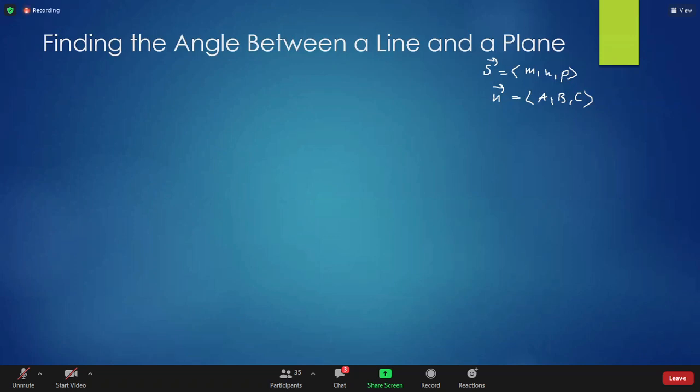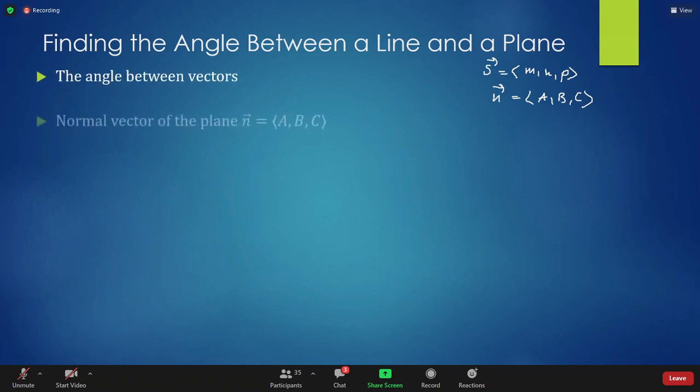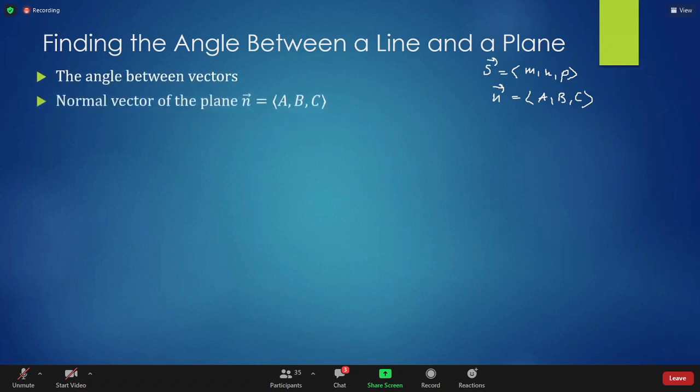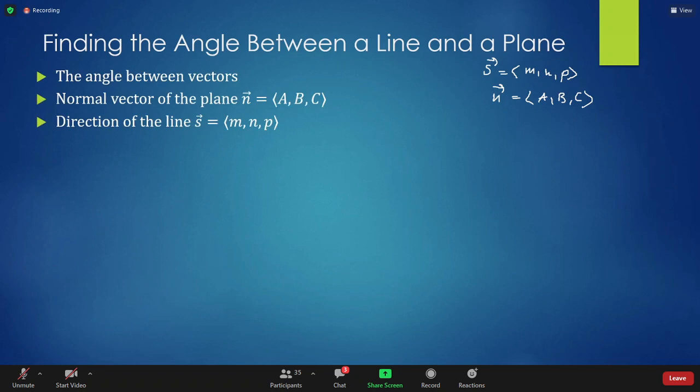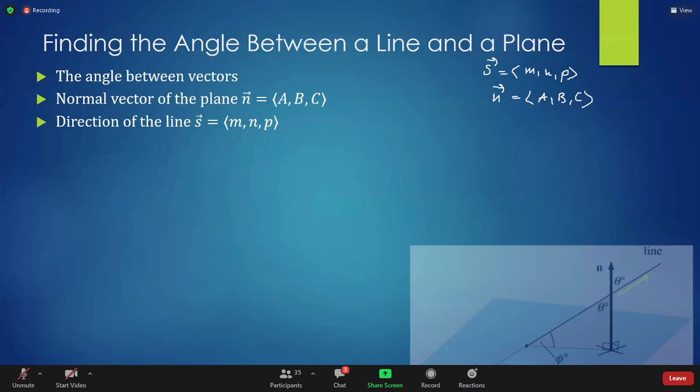So how should we deal with this situation? The angle between vectors, of course, the angles in space in analytical geometry are found as angles between vectors. So this is the same thing, the normal vector of the plane, the direction vector of the line. Now we need to see what the situation looks like. It looks like something like this.